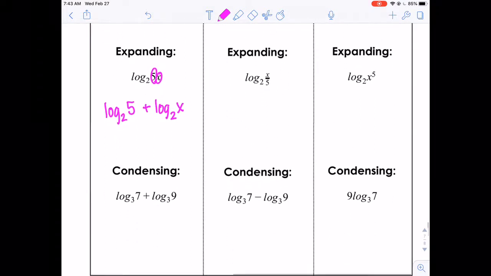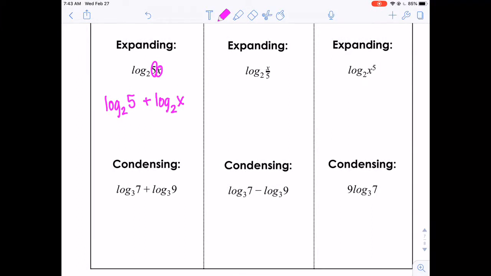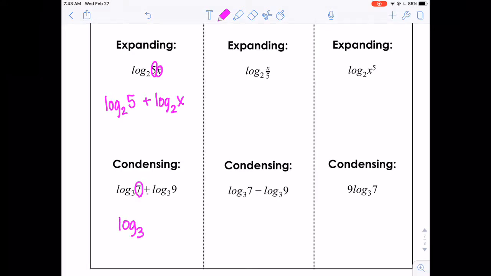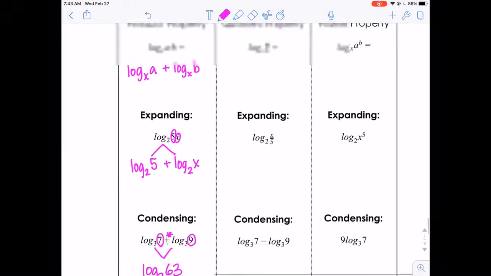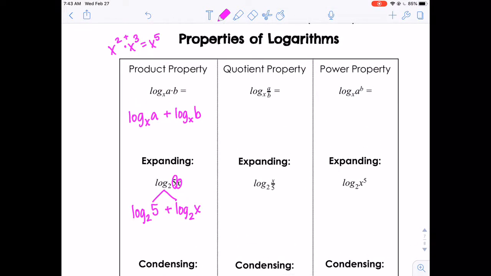If we are condensing, so if we want to bring them closer together, make them smaller, then we have to make sure they have the same base. It would be log base 3, and then it would be 7, and since this is addition, it's like multiplying times 9. So 7 times 9 is 63. So this is the condensed version. This is the expanded version. So that is the product property.